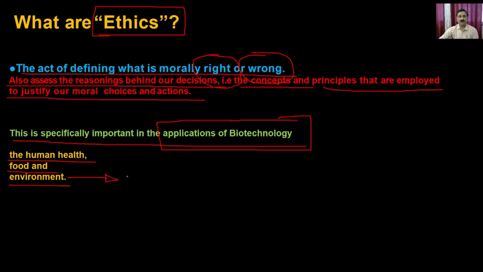You can imagine that if I am developing a transgenic rabbit or a transgenic pig, that is ultimately going to affect the environment as well as human health. That's why it is very important to understand what the ethical issues are, and how we can decide whether a particular type of product or action is essential for the service of humankind.